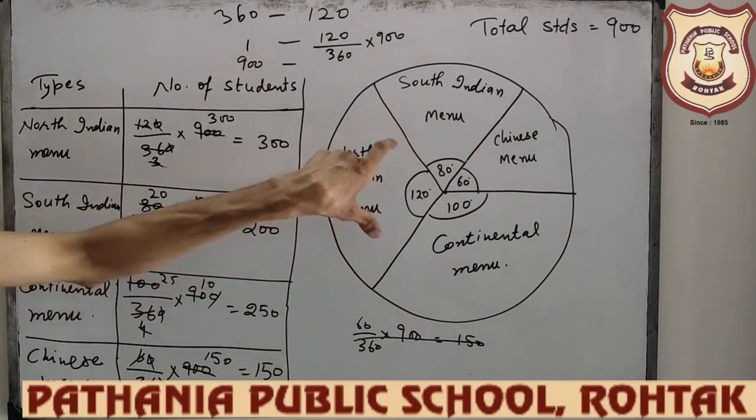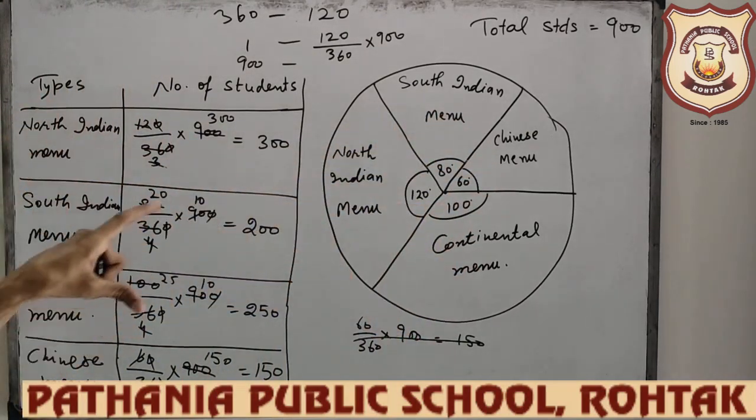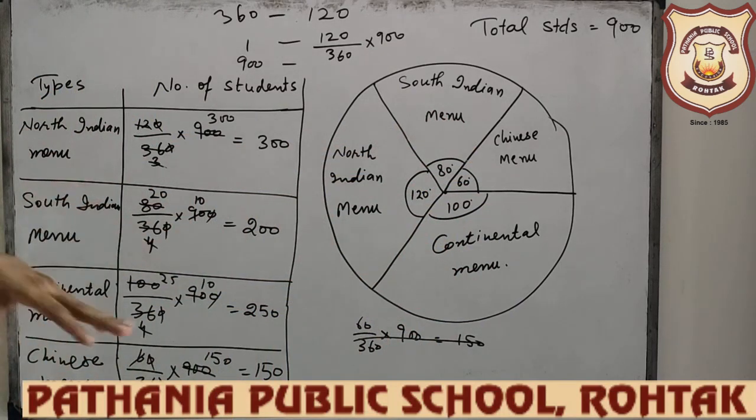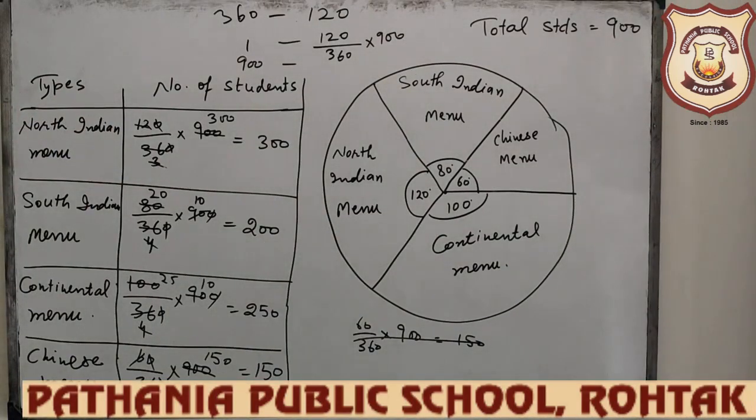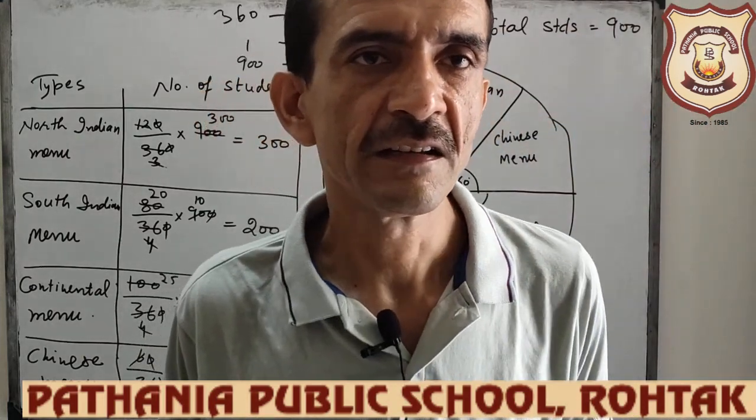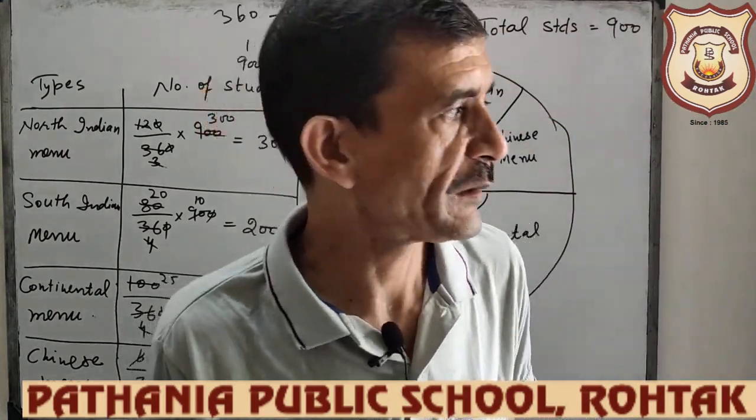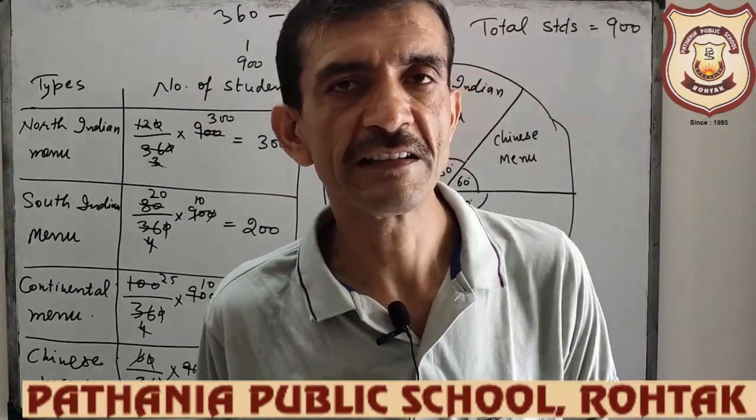First, whatever is given in each sector, write that in the form of a table. When the table is made, then whatever he asks, you can give the answer. So students, this is the end of the pie chart. In this way we can solve any problem related to a pie chart. Take care of one thing: when percentage is given, then the total is 100.